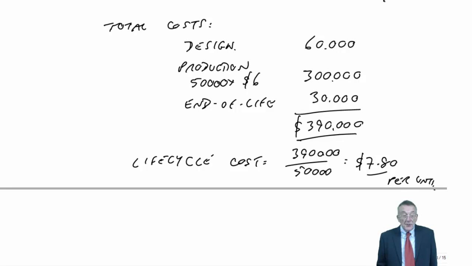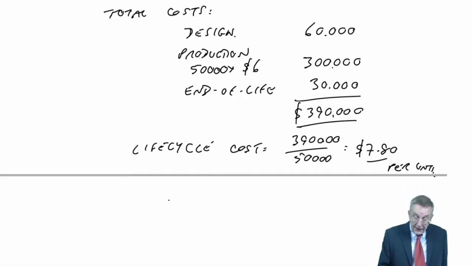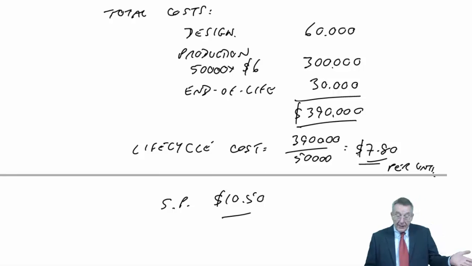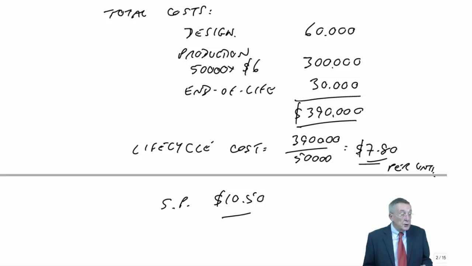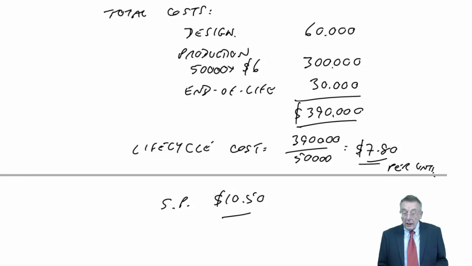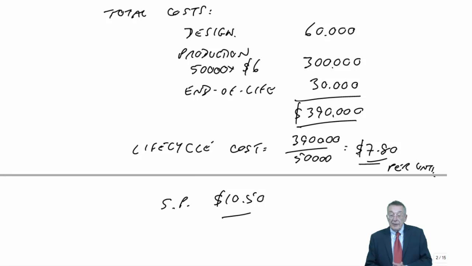Is it worthwhile producing? Well, we think the selling price is $10.50. And so, yes, it is overall. Now, it may not be in the early years. In the early years, first year, we're only selling 2,000, and we've got all those design costs. They'd be hugely loss making. But over the entire life, it is going to be profitable.